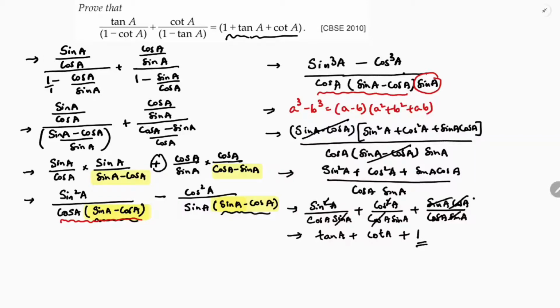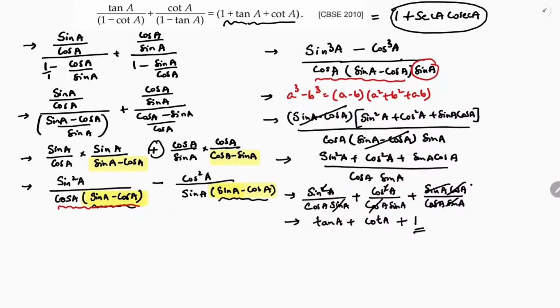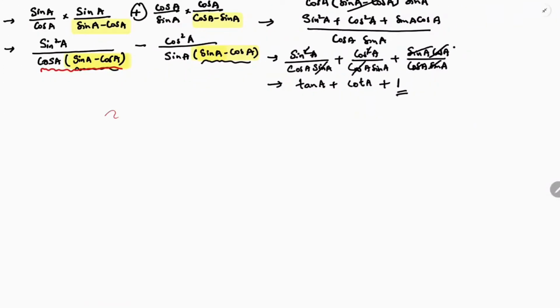Sometimes they'll ask for another answer for this same question. They may ask for this one: 1 plus secant A cosec A. So to get this answer, in this step, sin square plus cos square, just write 1. So I'll write that step: here, sin square A plus cos square A plus sin A cos A by cos A sin A.